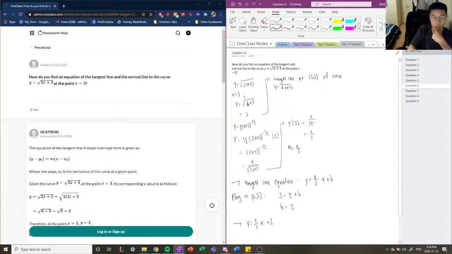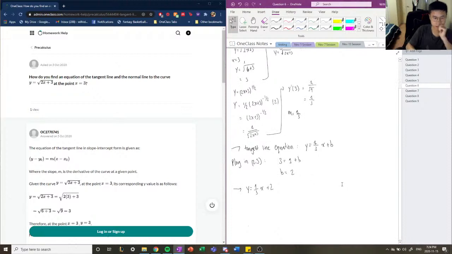So now they want our normal line to the curve. The normal line to the curve will be the line that's perpendicular to our tangent line at (3, 3). So like our last question, all we really need to do to find this is to take our slope and do the negative reciprocal of the slope. So the normal line slope is the negative reciprocal of this slope. If we do a negative reciprocal, we flip this and put a negative sign in front of it. So 1 over 3 flipped is 3, negative 3.